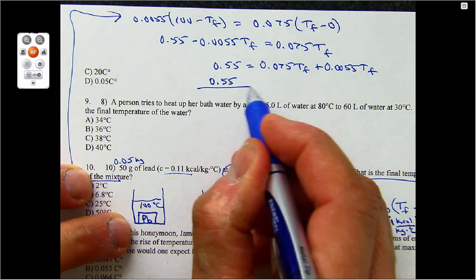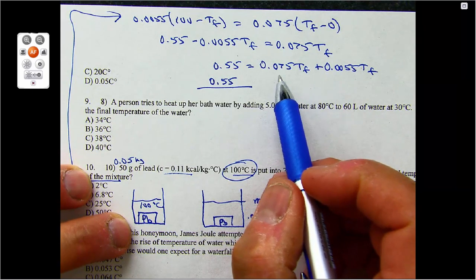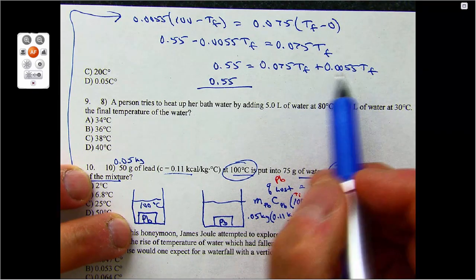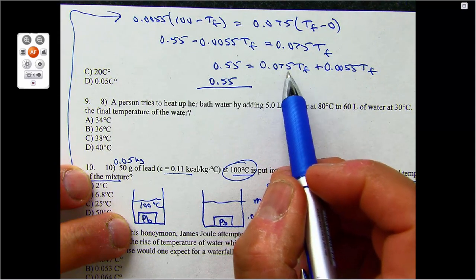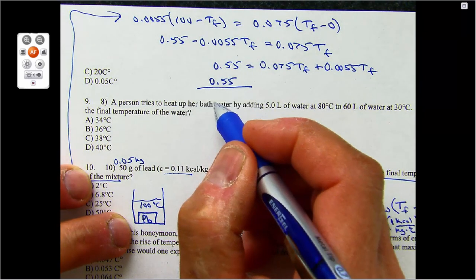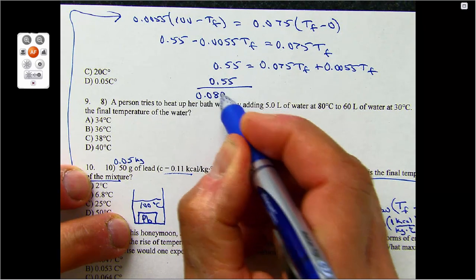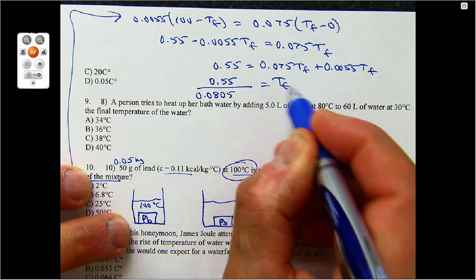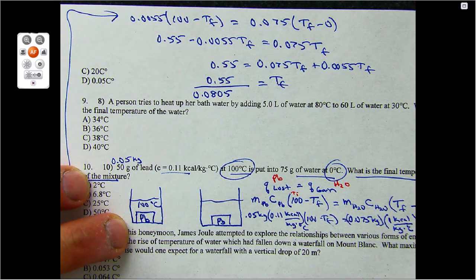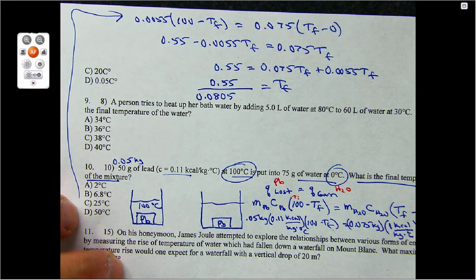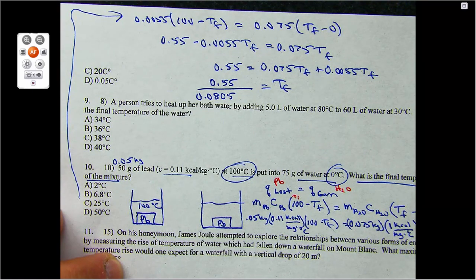If we add those together and divide it out, this is going to be, let's see, 0.005. So this is going to be 0.081, I think. Is that 0.081? 0.0805 would be T final. That should be the common T final. And what is that common T final? 6.8. It works.